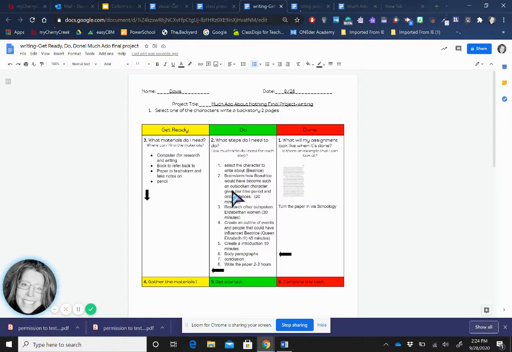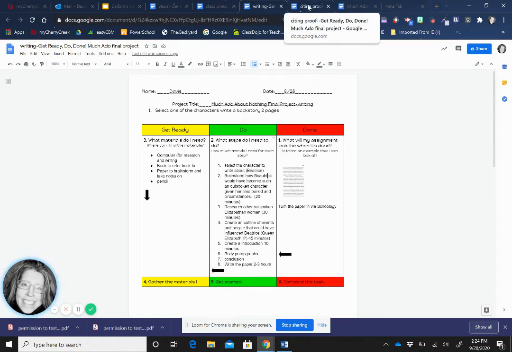So all told, I think these time frames could be pretty accurate, but it could take me a little longer or not. But I typically know that once I have all the information I need, it takes me a couple hours to write an essay. So that kind of depends on how long it takes you to write an essay. But by the time I was in high school, I could write an essay usually in 2 hours. So the things I need is a computer. I need a book to refer back to, a paper to brainstorm ideas on, and a pencil.